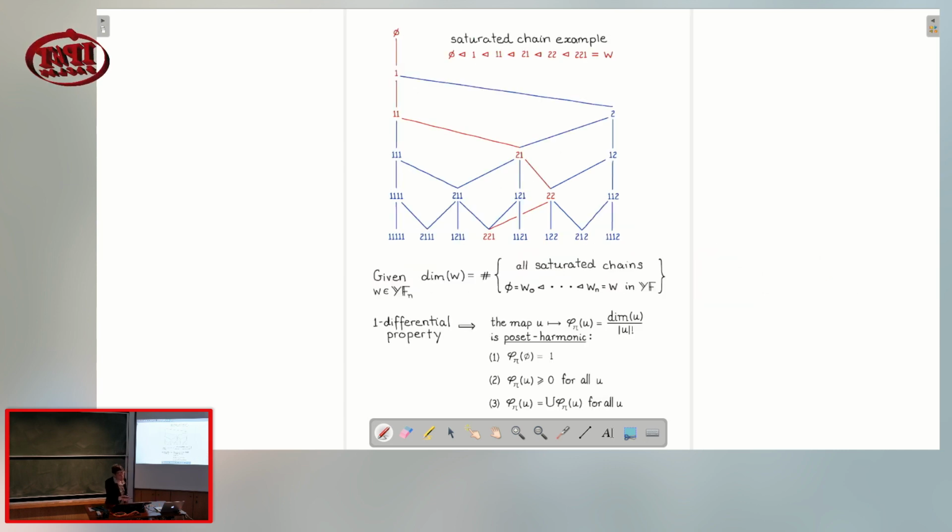Okay, so again, just like in the Young case, we can consider the saturated chains, and as before, I'll define the dimension of a Fibonacci word to be the total number of saturated chains ending at W. And again, because this is a one differential poset, this function mapping U to the dimension of U over its rank factorial is poset harmonic.